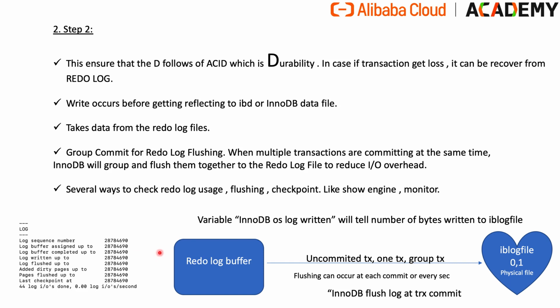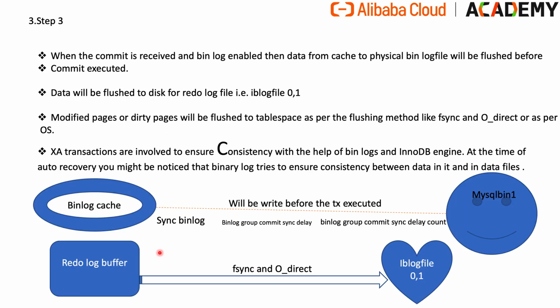So this is how your data is finally written to the log files. Now let's go to step 3. Now when the commit is received, so this is basically for the commit part. When the commit is received and binlog is enabled, then data from the cache to the physical binlog file will be flushed before the commit is executed.